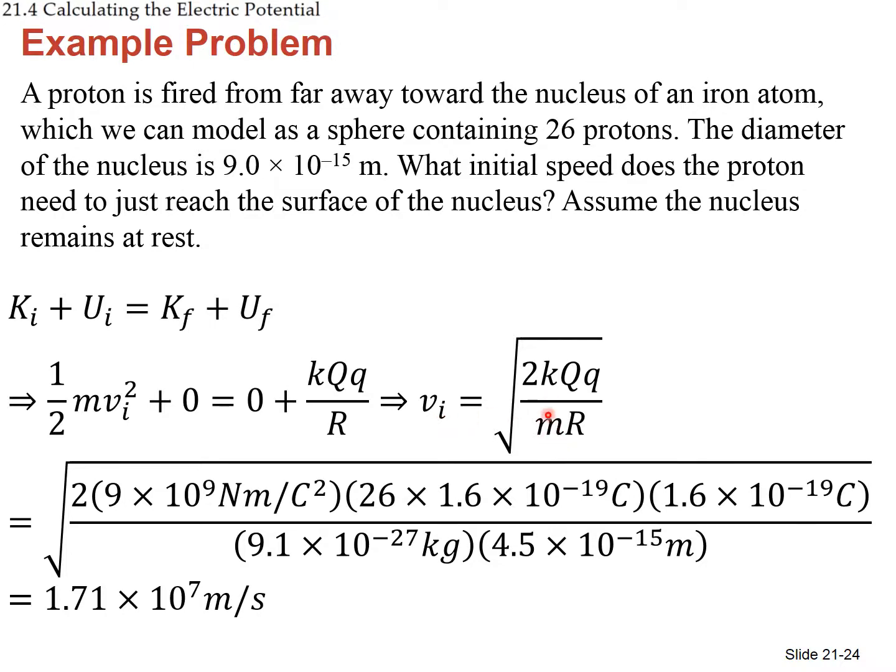Plug in the numbers. This is the constant, this is the charge of the 26 protons, this is the charge of one proton, this is the mass of the proton, and r is the radius of the nucleus, which was given right here. I mean, this is the diameter, so we had to divide by 2 for 4.5. And this gives you the velocity needed, 1.171 times 10 to the 7th meters per second.